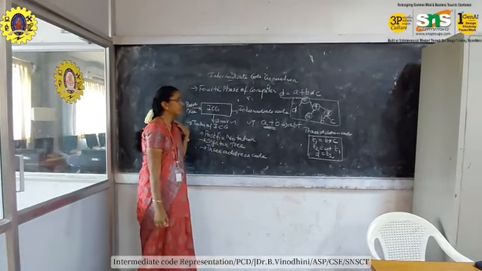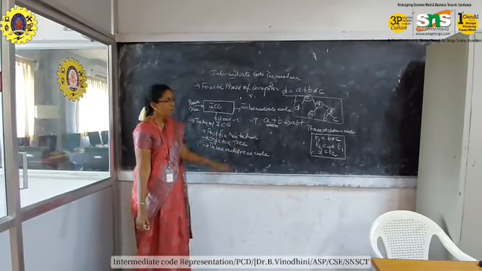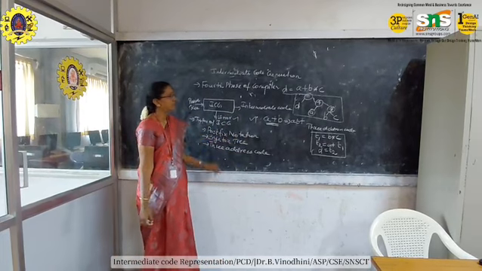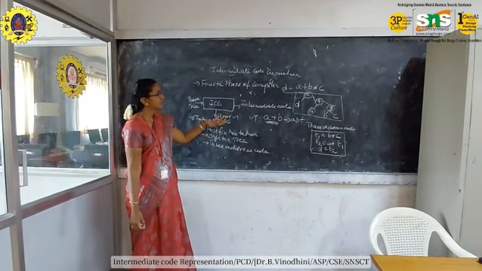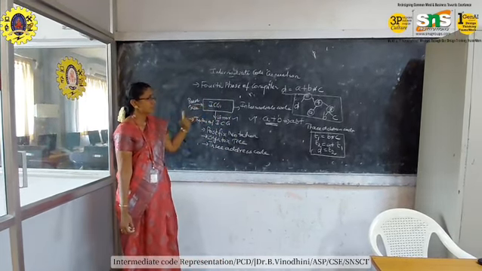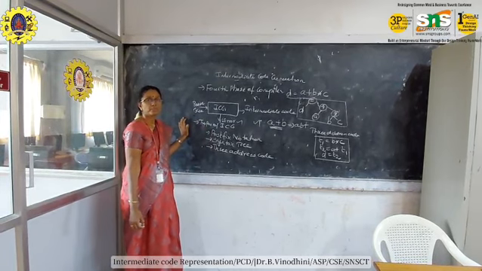Then postfix notation means the operands are followed by the operator. So in this video, you know what the functionality of intermediate code generation is and what the 3 ways to represent the intermediate code are. Thank you.